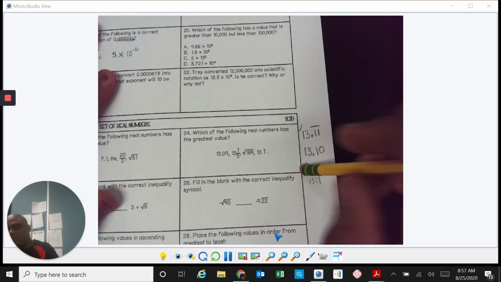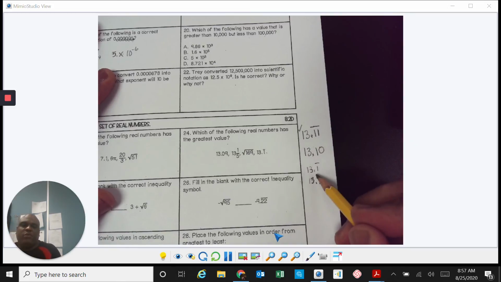even though it is written like this. That's all we see, 13.1, 13.1. You might say they are equal. These are not equal because this one has a bar over it. This makes this one the larger number. So you can finish this.